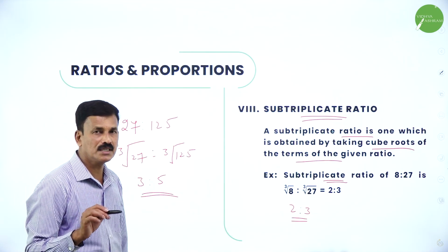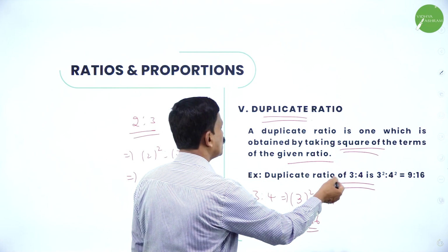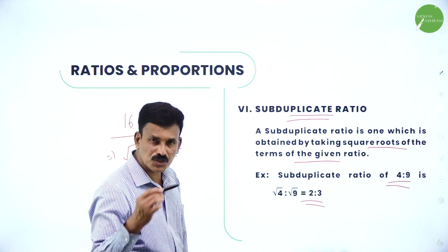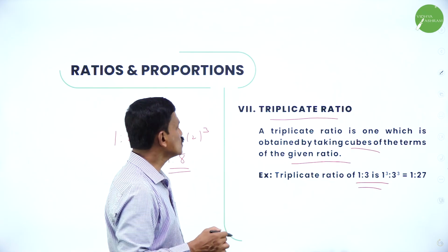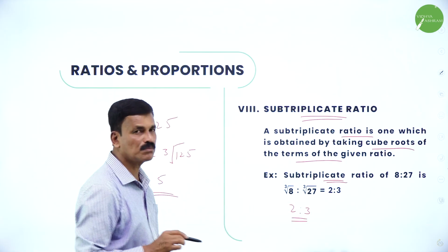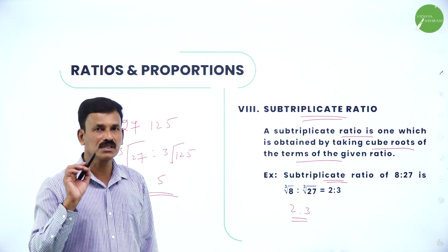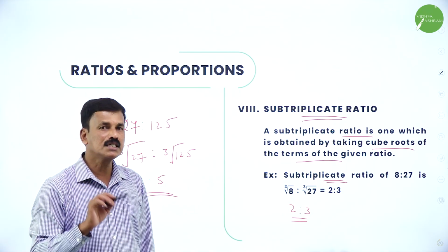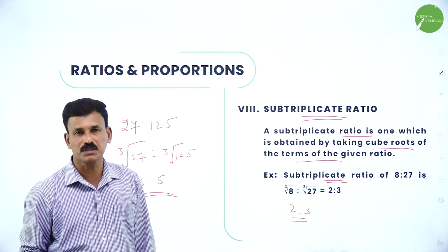So, you got an idea regarding what is meant by duplicate. Duplicate means by taking the square. Sub-duplicate means by taking the square root. Triplicate means by cubing the terms. So, sub-triplicate means by taking the cube root. So first squaring, then taking the square roots: duplicate, sub-duplicate. Triplicate means cubing and taking the cube root, that is called a sub-triplicate.